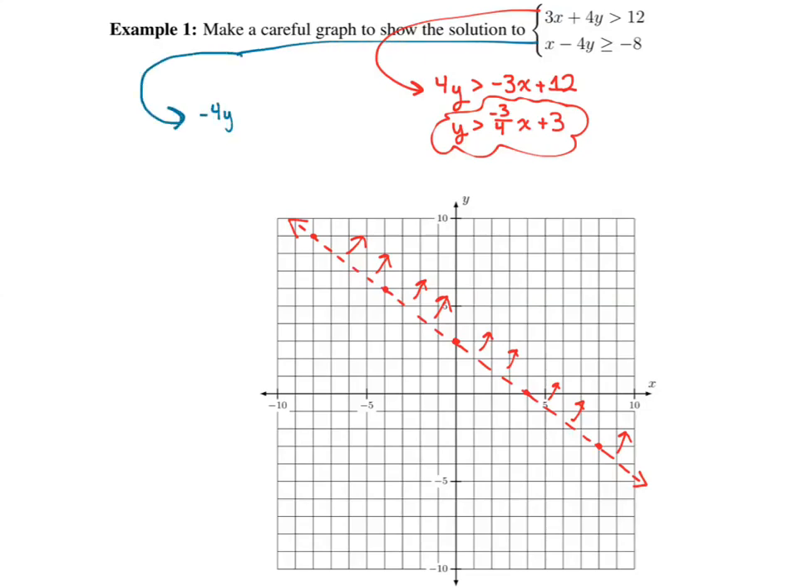inequality. Let's go to it. So we've got negative 4y is greater than or equal to negative x minus 8. Subtract the x from each side, then go ahead and divide by negative 4. So y, we've got a positive 1/4 x and positive 2.